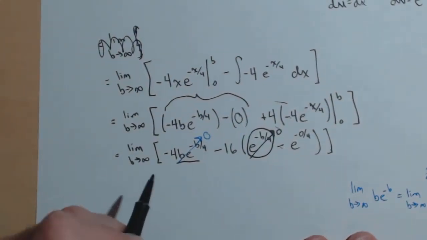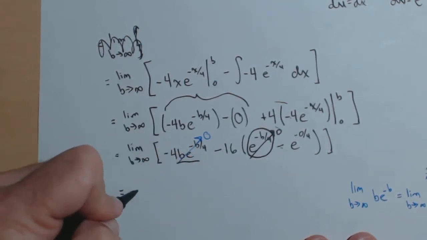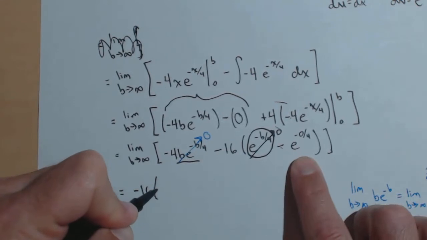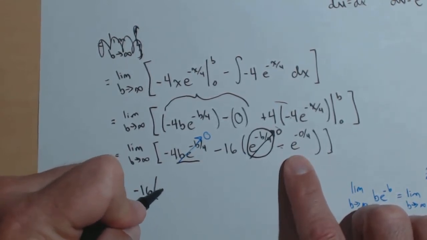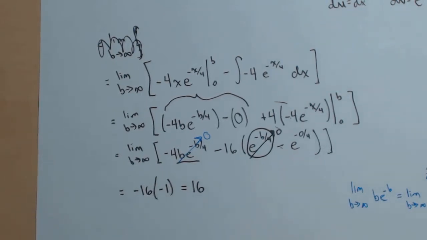So, just a quick explanation of why that happens. What do we have left? So the limits are done. We have a negative 16, and careful, this is not 0, that's a negative 1. And so we get that this thing converges to 16.